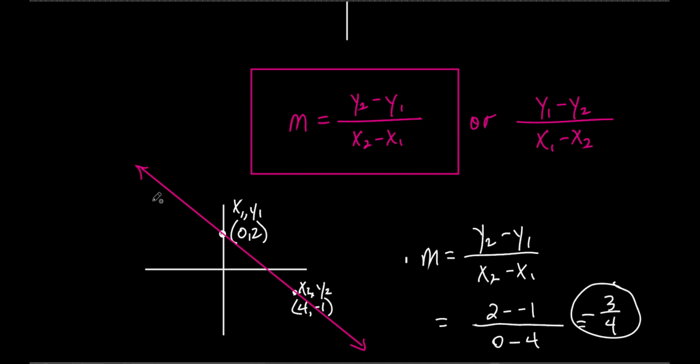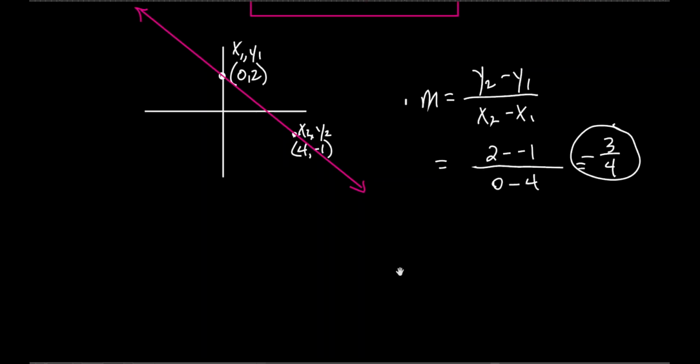Look at my graph. From left to right, it's going down, isn't it? So that's a negative slope. So my answer should be negative. Always look for that. Okay? The next problem is just as easy. They just give you 2 points. They don't give you a graph.